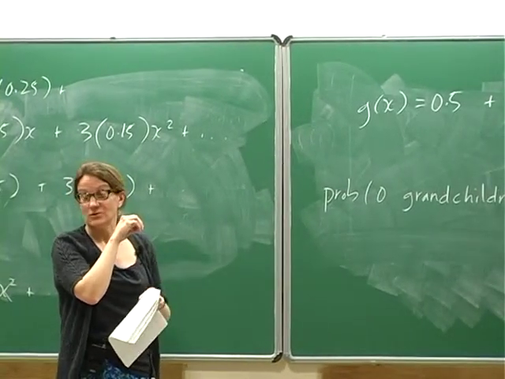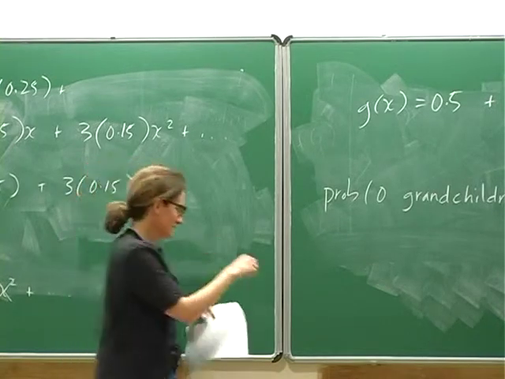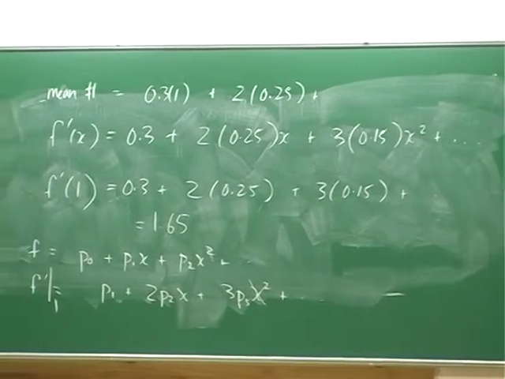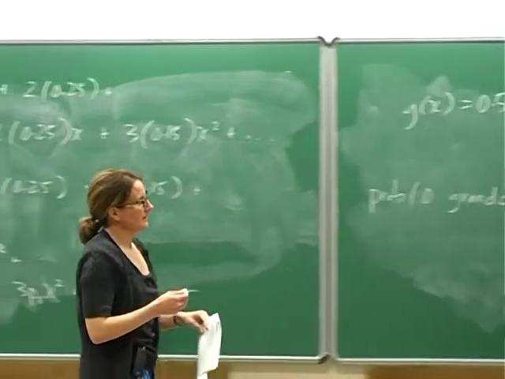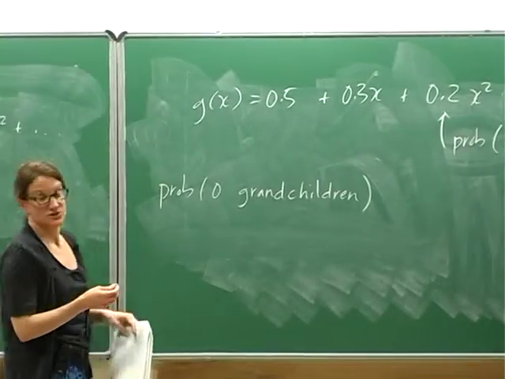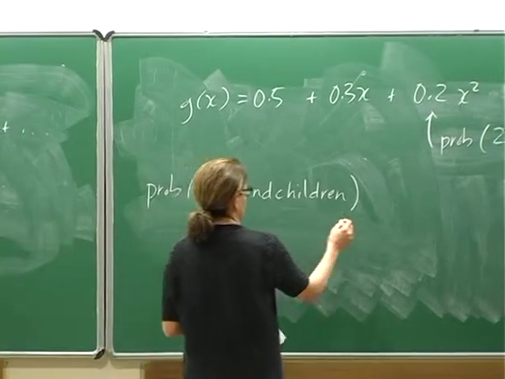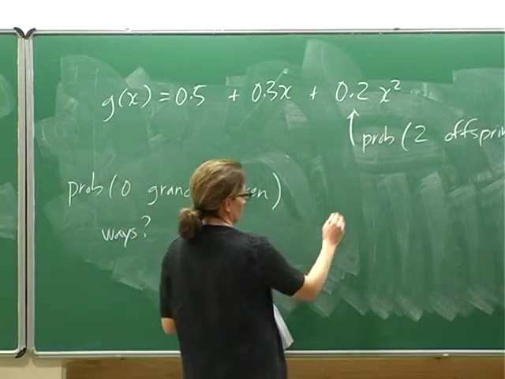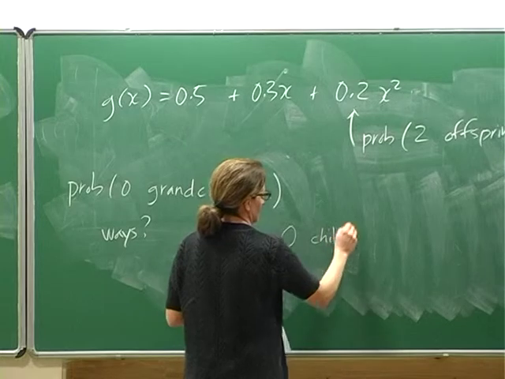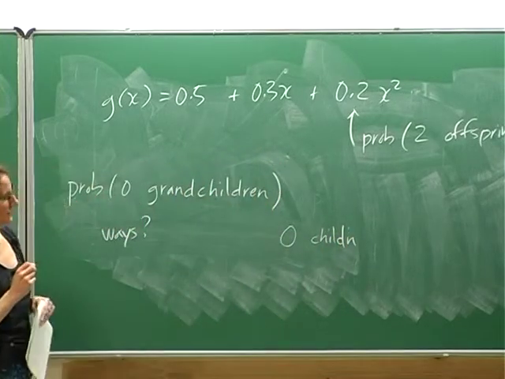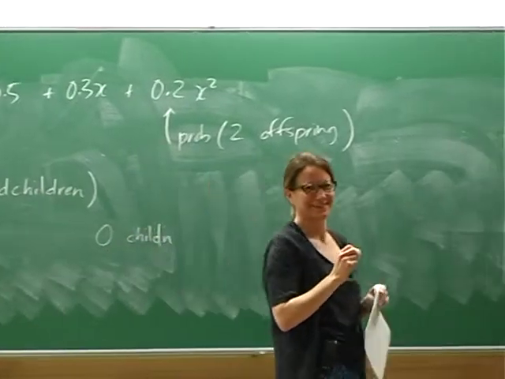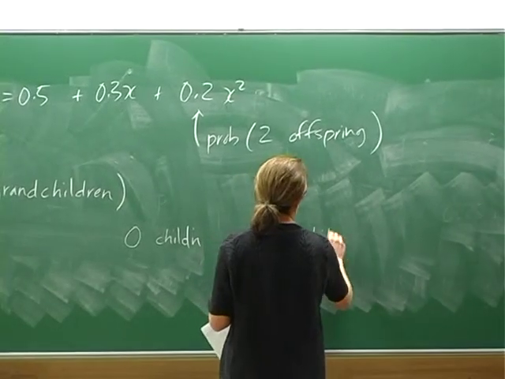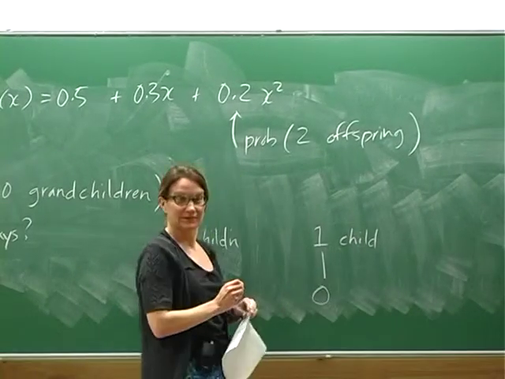Okay, so there's a few different ways you could get 0 grandchildren. All right, you see that? So I'll tell you one way of getting 0 grandchildren is just not to have children, right? So the way to do that is to have 0 children. Okay, what's another way to have 0 grandchildren? One, yeah. So you could have 1 child and then 0.